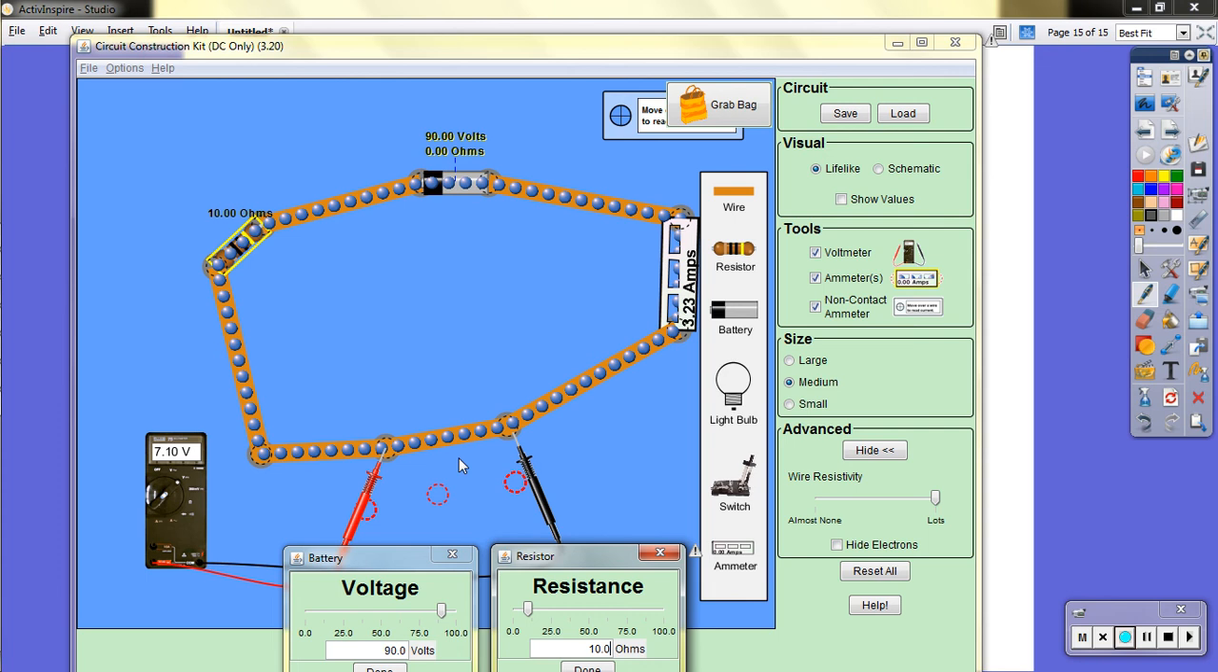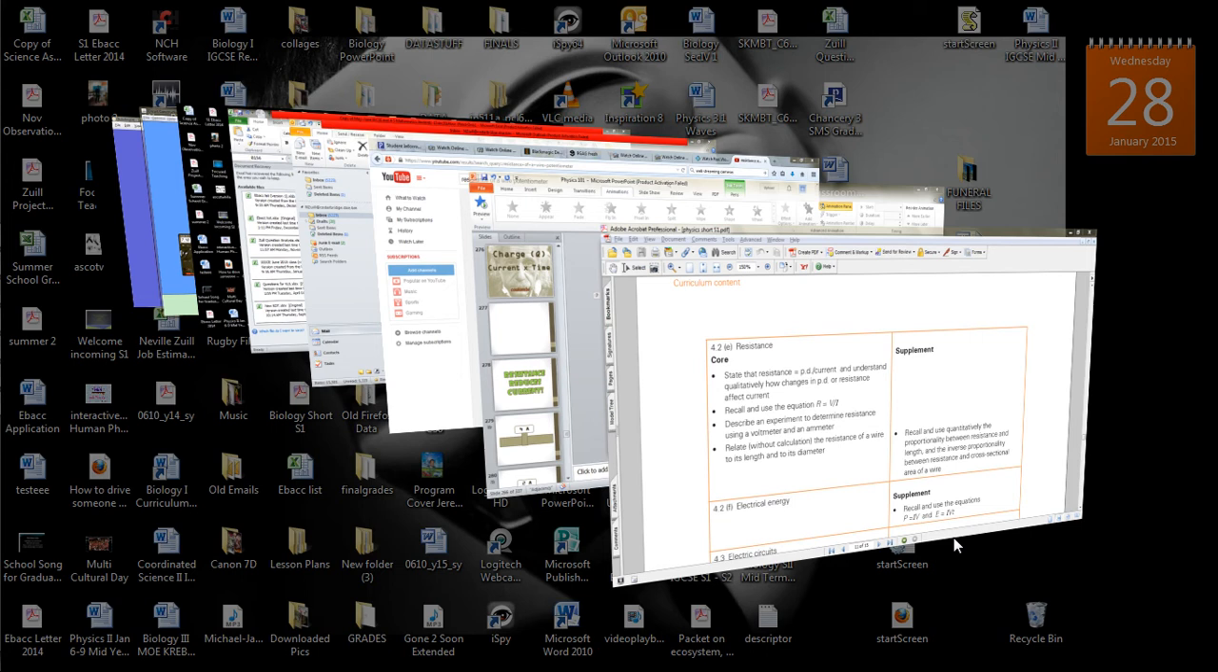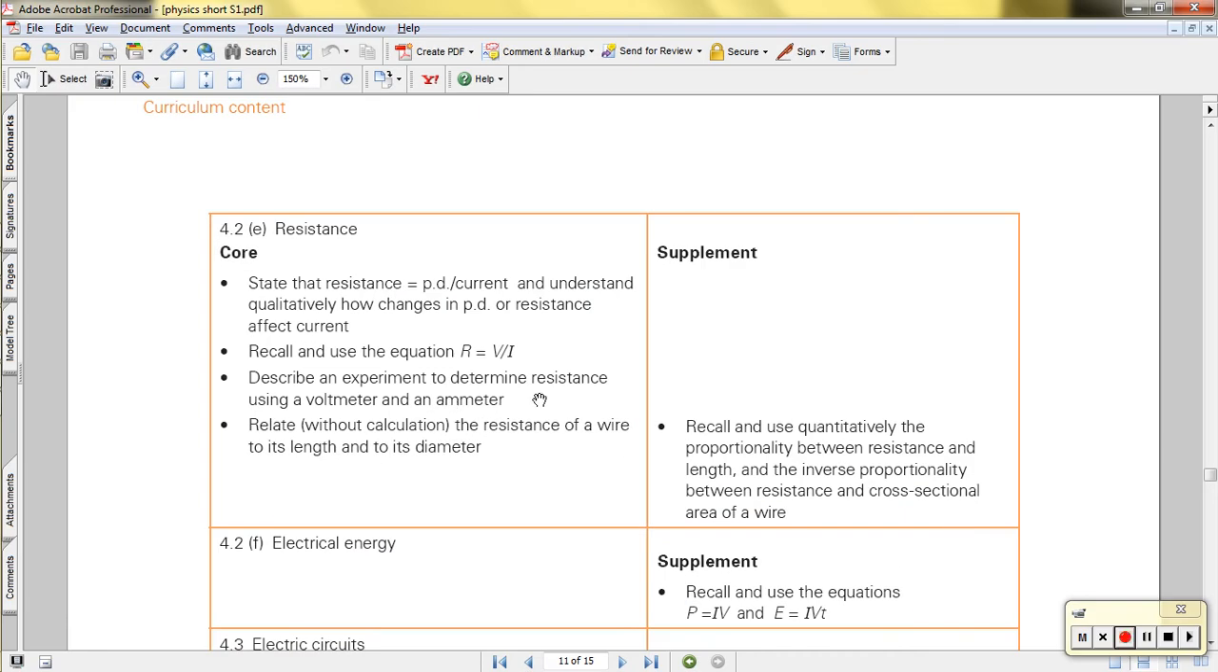With those, I can plot a graph of V against I, and the slope, which is V over I, will tell me my resistance. So that's what this little section means: describe an experiment to determine resistance using a voltmeter and an ammeter. Then, resistance, length, and inverse proportionality with the cross-section of a wire.